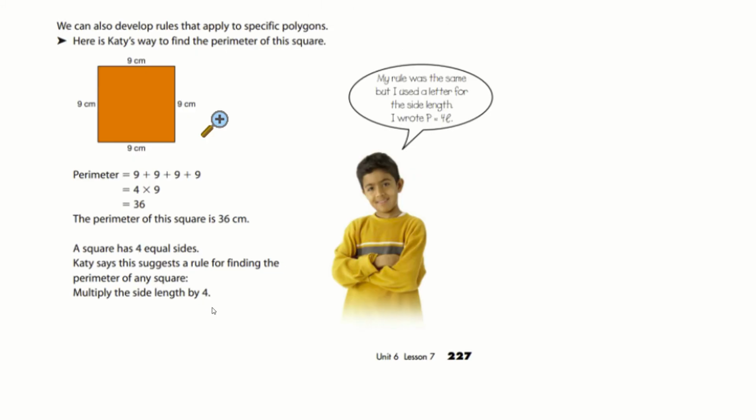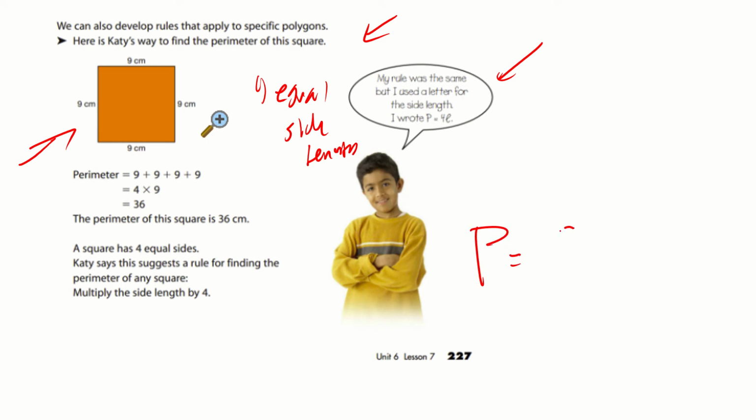We can also develop rules that apply to specific polygons. The first one we're going to talk about is a square. Like I said before, a square is 4 equal side lengths. My rule was the same, but I used a letter for the side length. So I used variables. So we did P equals, and they said 4E here.